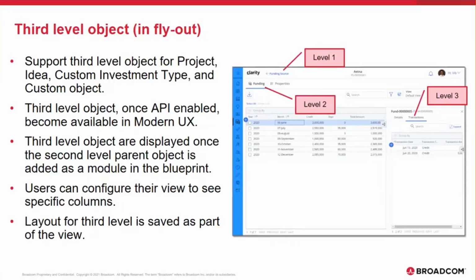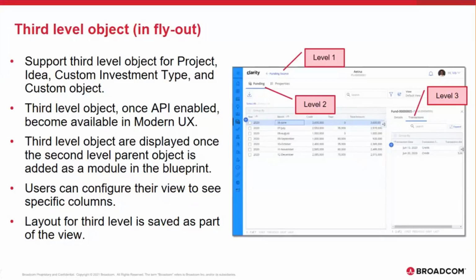The third level object are displayed once the second level parent object is added to the blueprint for that investment. So in my example right here, I'm in funding source, which is the topmost custom object. Under there, I have a sub-object called funding, which is where I can see all my information. And then when I select the funding in the flyout, I see the tab for my third level object, which shows me my transactions. So that's how I can see the third level for my custom object.